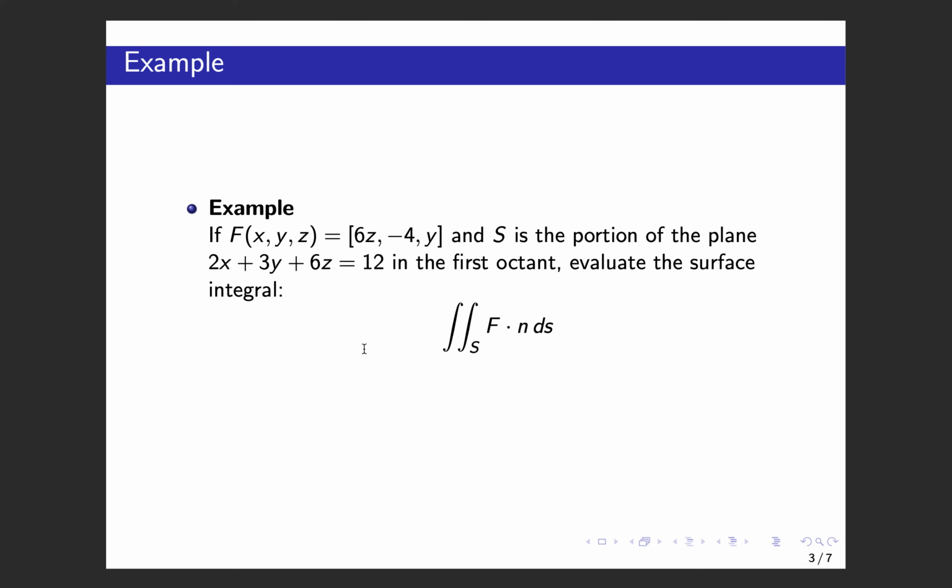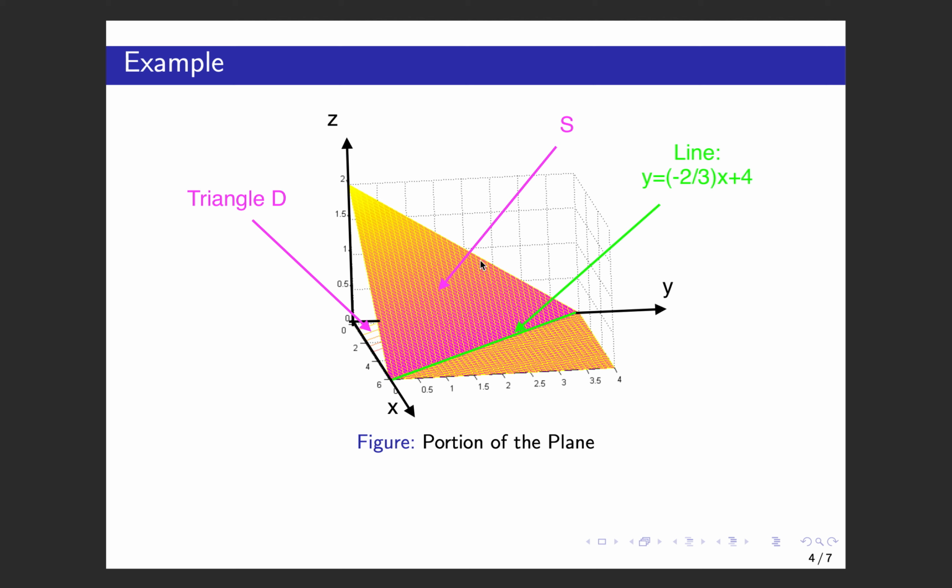So we go over an example where F is equal to 6z minus 4y and S is the portion of the plane 2x plus 3y plus 6z equals 12 in the first octant, and we need to evaluate this surface integral. The surface is the portion of the plane in the first octant, which will be this surface here.